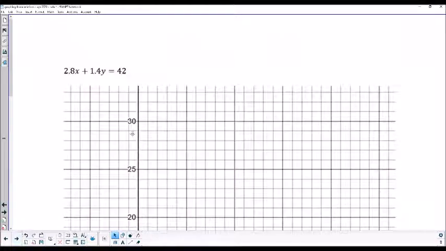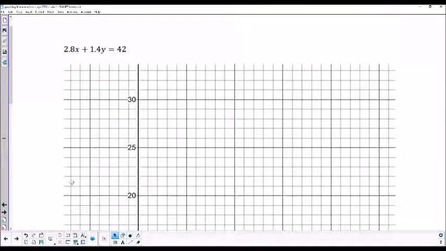Moving along to this next one. Okay, so now this is a different form. This is actually in intercept form, so it's not in slope intercept form. This is called intercept form, where we can do a little bit of math to figure out what the x and y intercepts are.